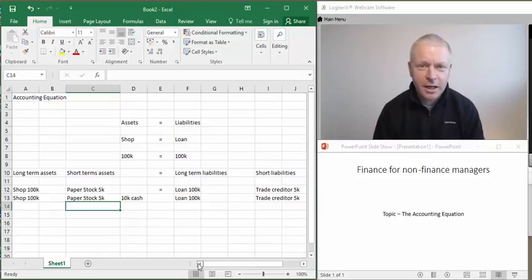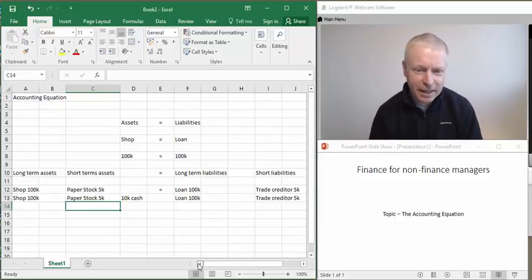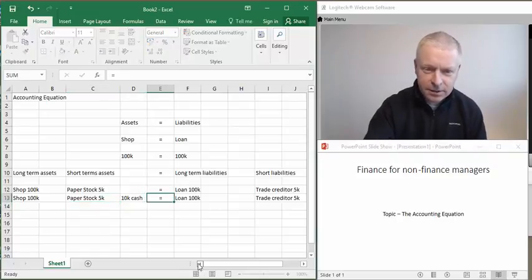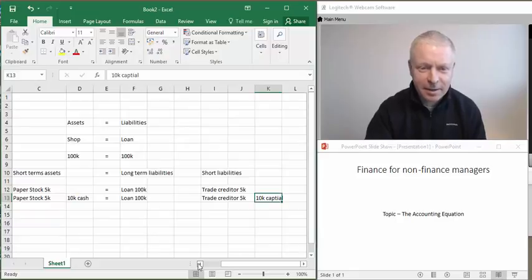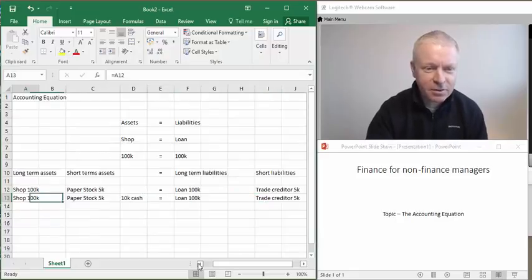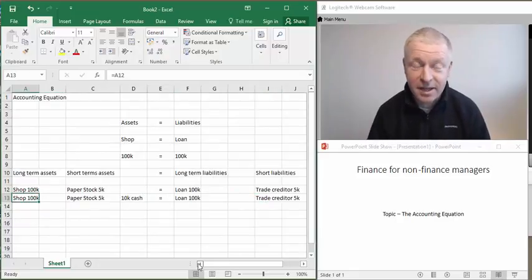So we have 100K worth of a shop, we have 5K worth of stock, and we have 10K in the bank. And that all equals 100K loan, 5K trade creditors, and 10K capital. So we have 115K equals 115K. That is the accounting equation, and we'll see how that translates back to other things in the financial statements shortly.